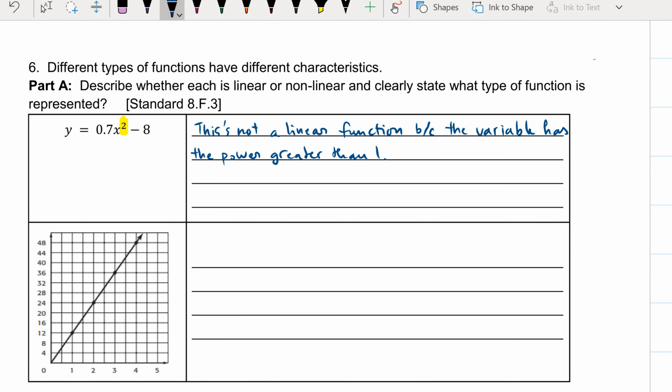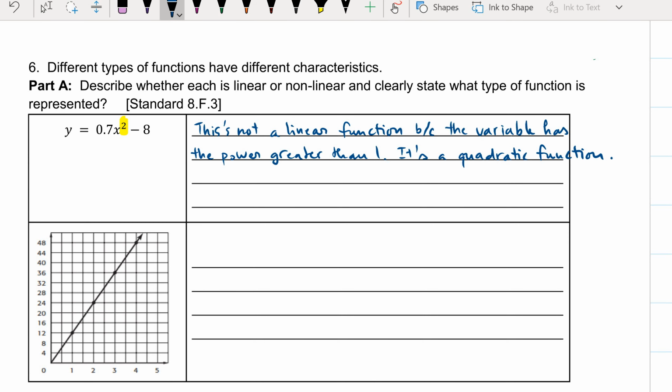Okay, what type of function is it? Because the power is 2, it is a quadratic function.